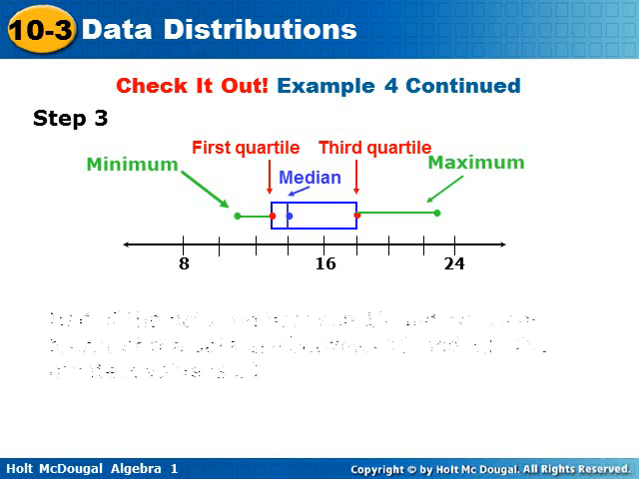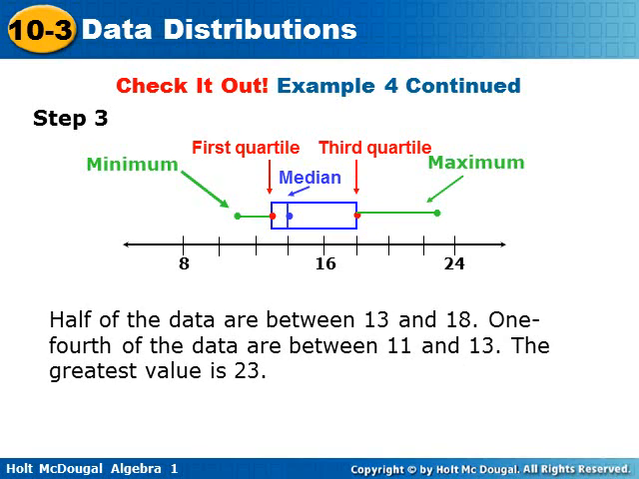Step 3, you're going to draw your box and whisker plot. A dot for the minimum, first quartile, median, third quartile, maximum. The box goes from the first to the third quartile, the vertical line goes through the median, and then horizontal lines go to the minimum and maximum points. Half of the data are between 13 and 18. 1/4 of the data are between 11 and 13. The greatest value is 23.